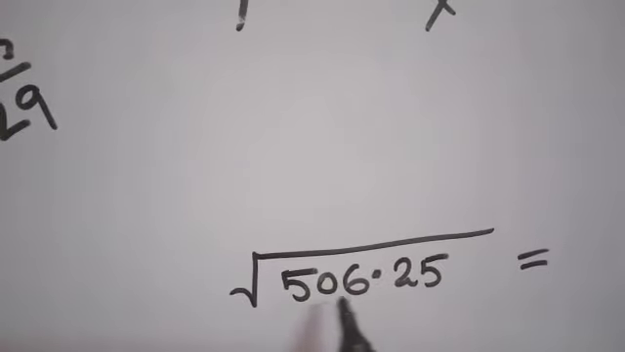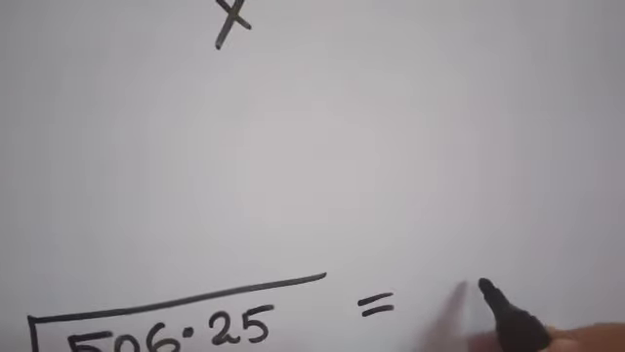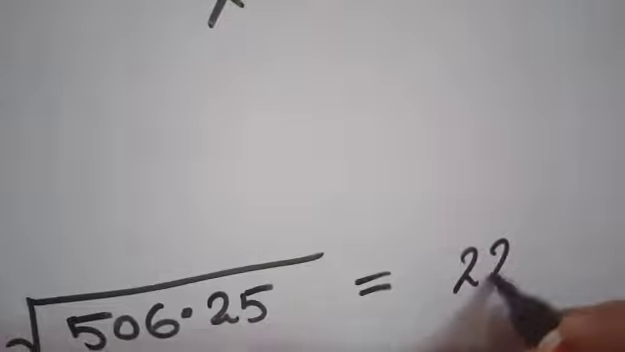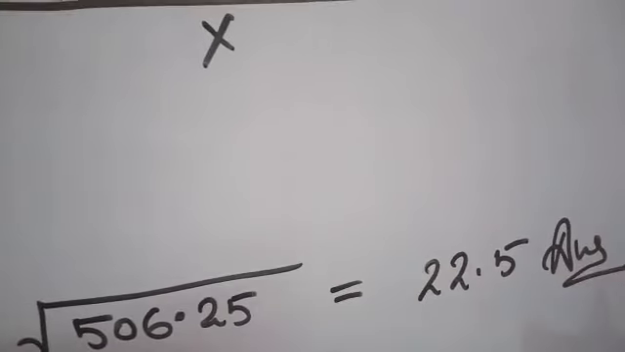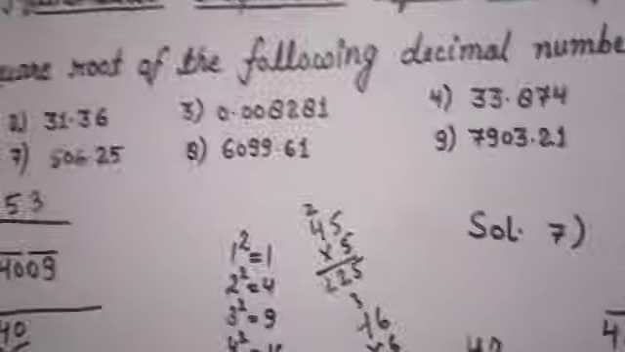So the square root of 506.25 is 22.5. Answer. Similarly, we will solve other parts of this question.